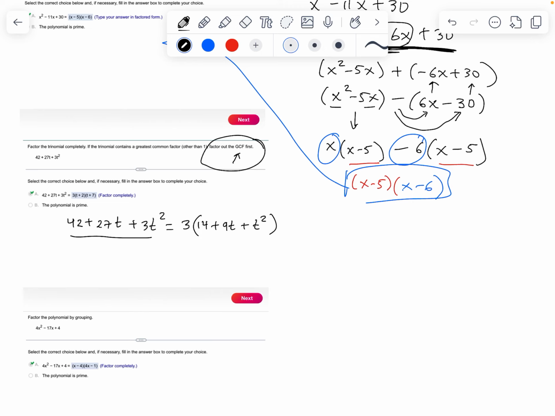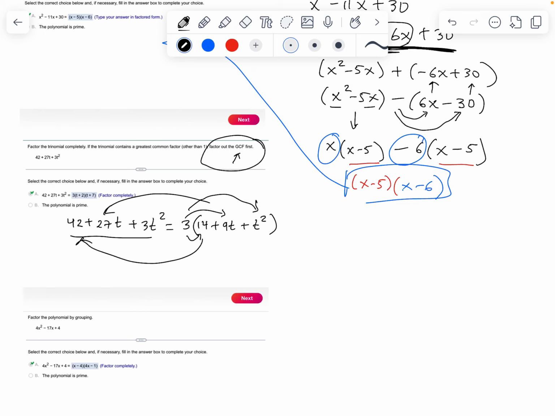Okay, yeah, because you have to double check. If you do 3 times this number, it should bring you back to 42. So 3 times 14 gives you 42. 3 times 9 should give you the 27. And 3 just times t squared should be just the 3t squared.